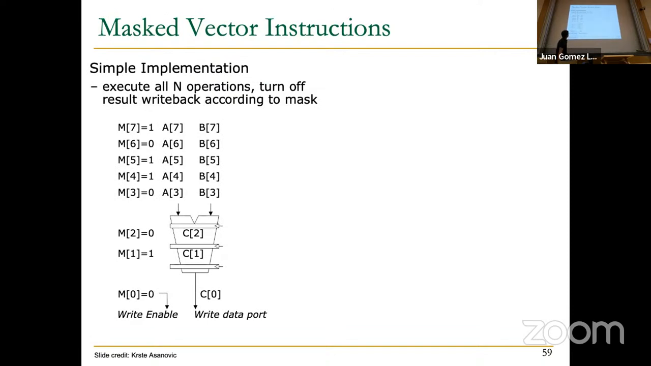There are different ways of implementing the mask vector instructions. The simplest way is this one on the slide. It's like you just do things as usual. You just perform the operation, let's say the multiplication, let's say the addition, and only at the very end, depending on the value of the corresponding bit, you enable the write operation or not. So it's like you write to the destination or not.